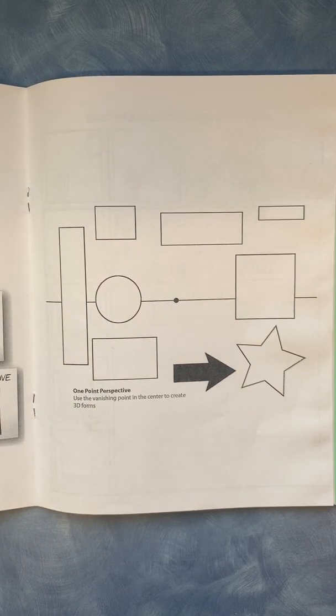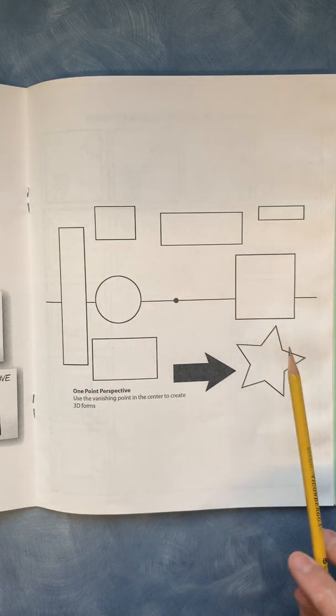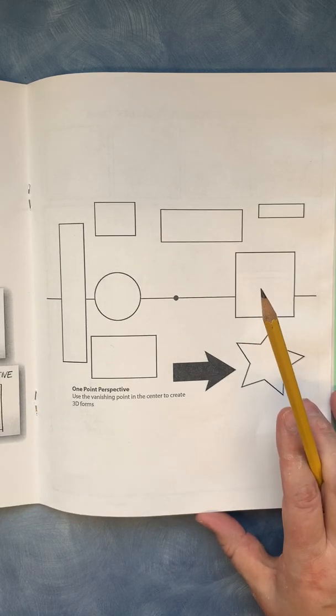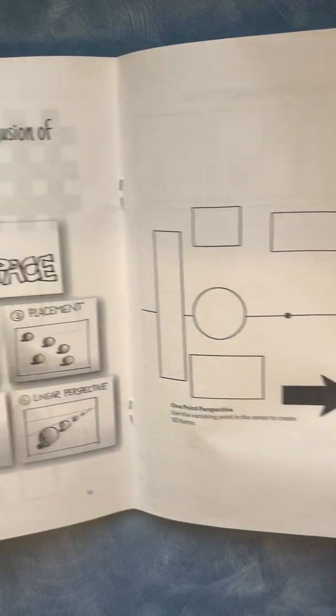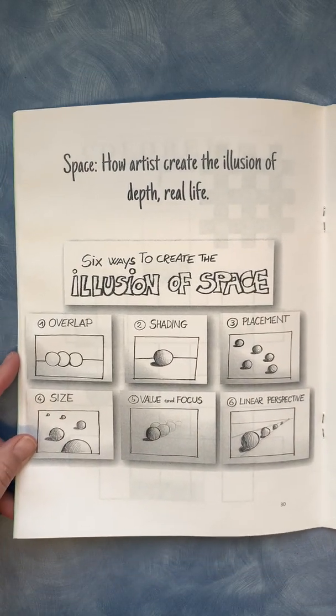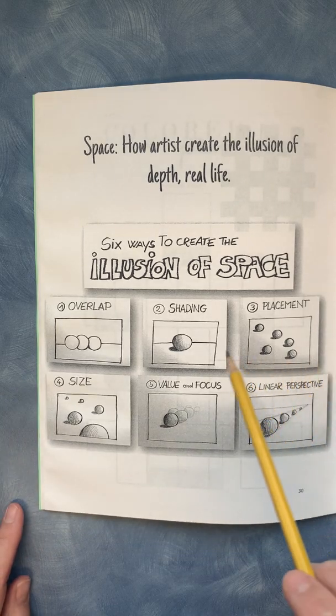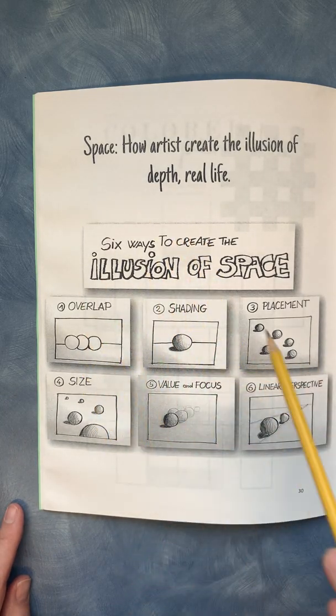All right, so I'm going to show you how to do this worksheet in your workbook. It's called 1-Point Perspective, creating 3D forms out of all of these two-dimensional shapes. We went over what perspective and what a vanishing point is, how to create the illusion of depth, right? So this is the page right before the worksheet in the book, and we went over these things.